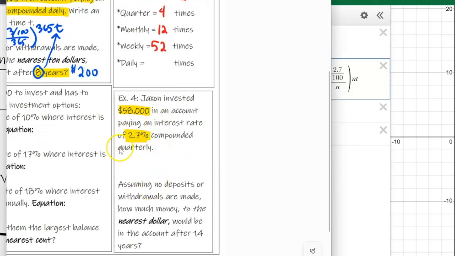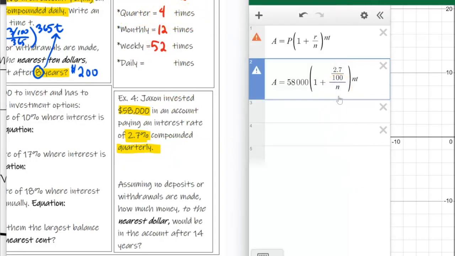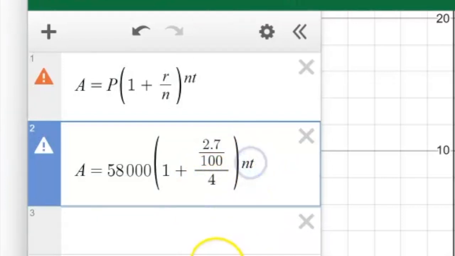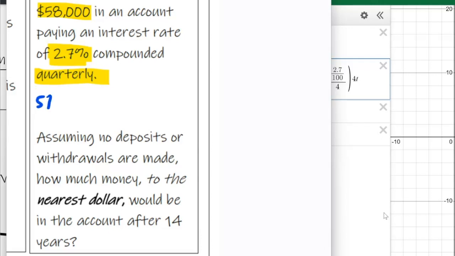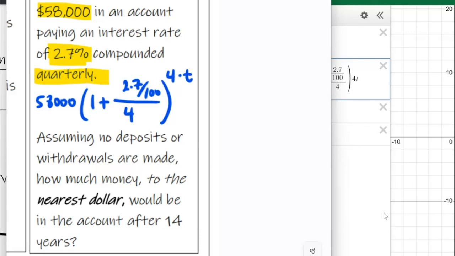Compounded, how is it compounded? Quarterly. What does that mean? There are 4 quarters in 1 year. So it's 4 times in a year. So my N is going to be 4 in both places. So there's an N right here as well, 4. So this is my equation, 58,000, 1 plus 2.7 divided by 100, all divided by 4, raised to the 4 times T. All right, so that's my general equation for any time T.